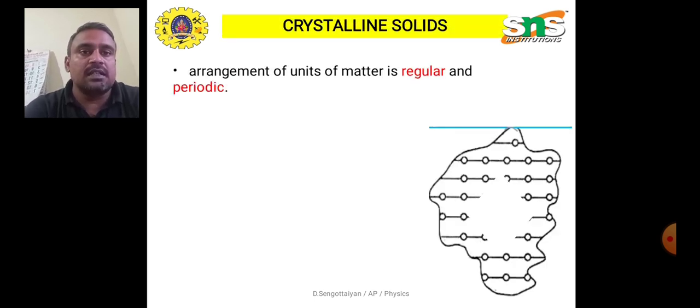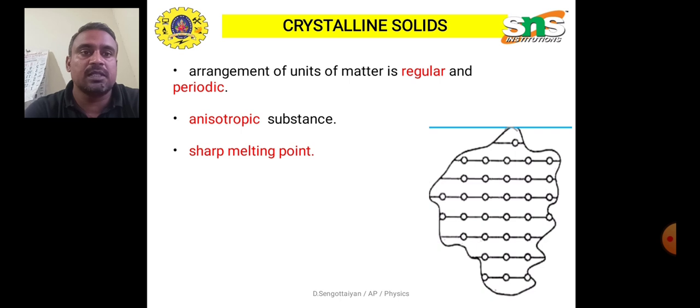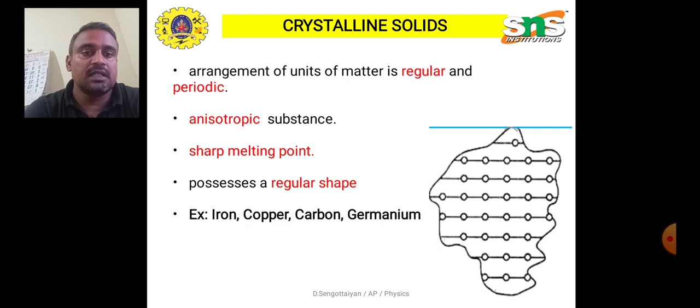Then the crystalline solids have an arrangement of atoms or molecules in a regular and periodic manner. They are anisotropic substances, have a sharp melting point, and possess a regular shape. Examples for crystalline solids: iron, copper, carbon, and germanium.